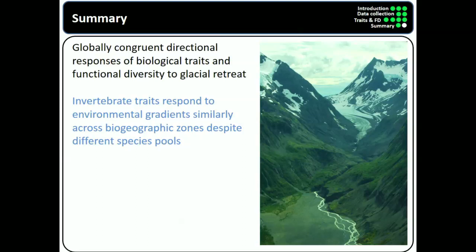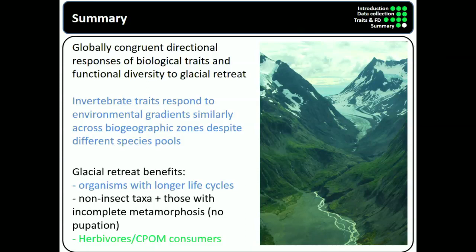So for river invertebrates, glacial retreat seems to benefit organisms with longer life cycles, which probably relates to less need to complete the life cycle really quickly to get through that melt season. If you're moving into a system that's less likely to freeze or dry up, then you can take longer perhaps. We see more non-insect taxa moving in, worms, oligochaetes predominantly, but this no pupation increase also relates to invertebrates such as stoneflies and mayflies, which skip the pupation phase. They go from the larvae to the adult without fully pupating. And then perhaps there are some underlying food web shifts as well, driving some of these patterns.